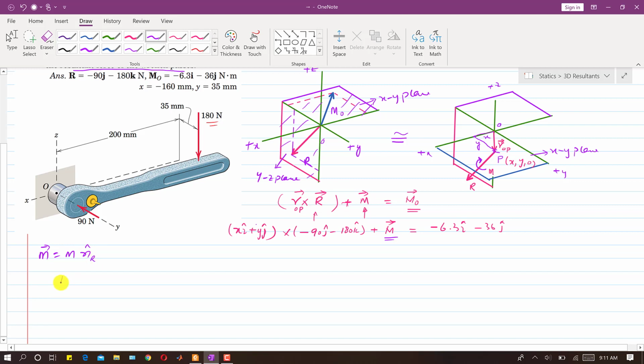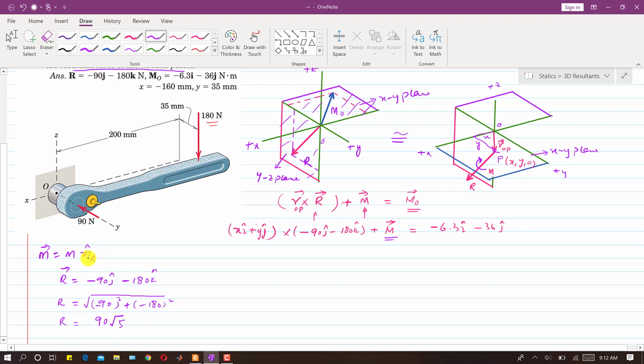So if I write that the resultant vector is minus 90j minus 180k, this is the resultant vector. And what will be the resultant magnitude? The resultant magnitude will be the square root of minus 90 squared plus minus 180 squared. So this will give us the resultant magnitude. Let me find that magnitude. This comes out to be 90 square root 5, right?